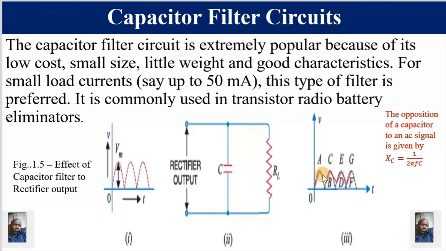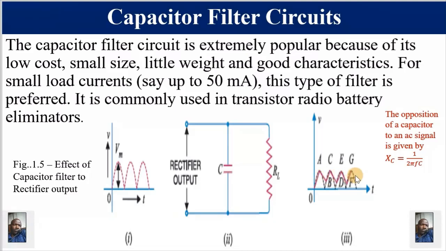And this is the voltage that appears across the load. And we say we have reduced the ripples. Why? Because they are not getting to zero. Please take note that this is how the capacitor filter operates. It has reduced the ripples. It has reduced the AC component.